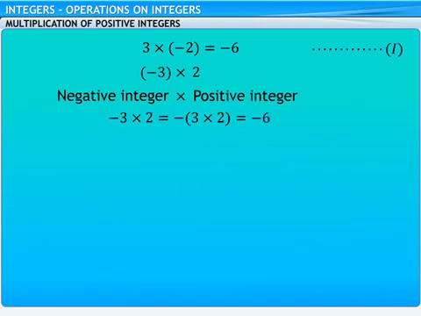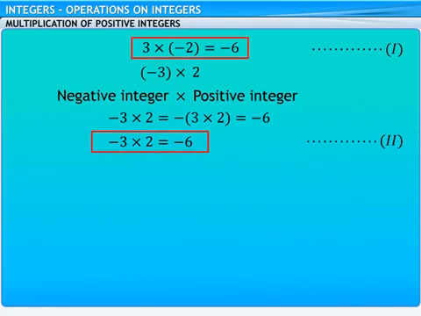Here you can see that minus 3 into 2 equals minus 6. Let's mark this result as 2. So from the two results, you can see that while finding the product of a positive and a negative integer, you multiply them as whole numbers and place a negative sign before the result. So you get a negative integer.